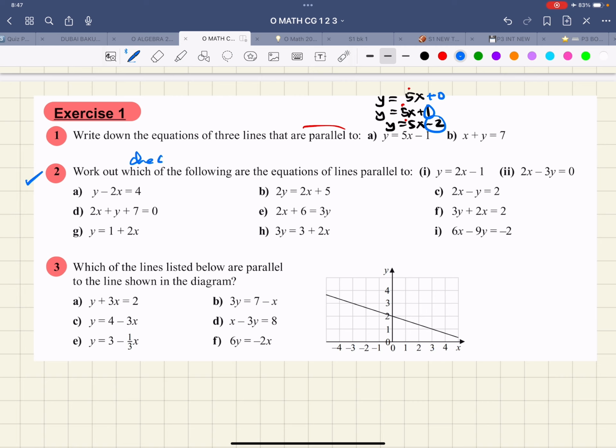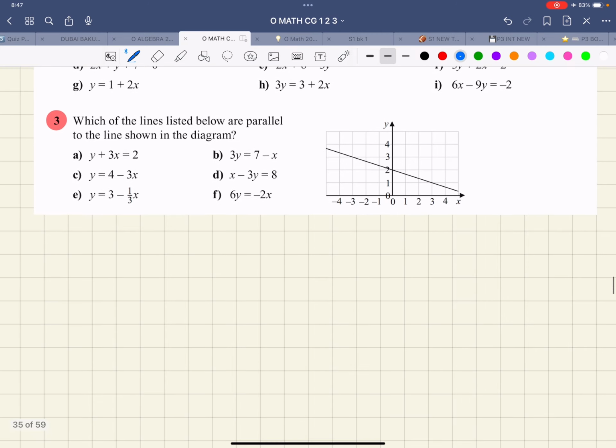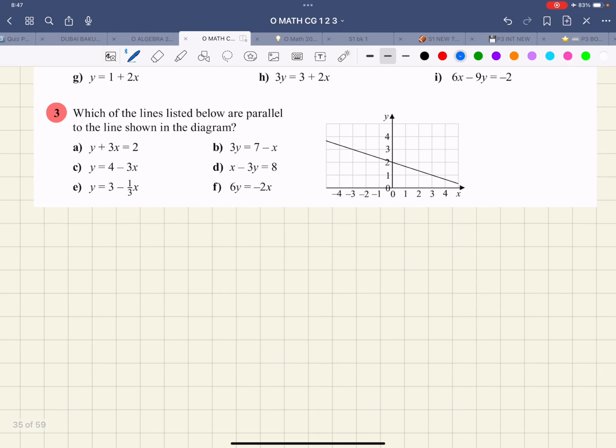Similarly, another check: which of the lines are parallel, just like our worked example 1. Which of the lines listed below is parallel to the line shown in the diagram? So what should I do? Let me choose this point, which is (0, 2), and let me choose this point, which is (3, 1). Let me evaluate the gradient. Draw the arrow. So this is (2 - 1) over (0 - 3). 2 minus 1 is 1. 0 minus 3 is -3. This comes out to be -1/3.